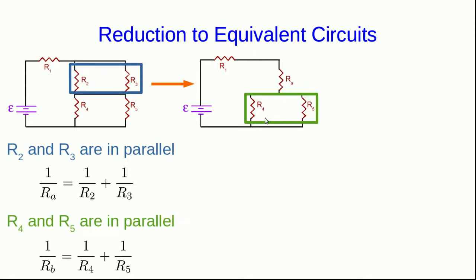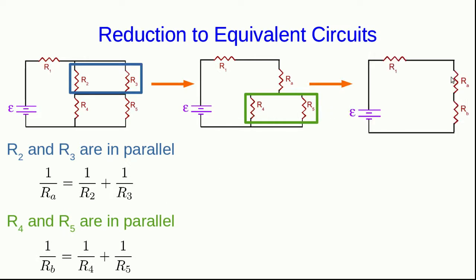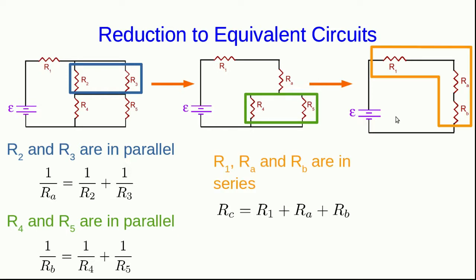Now we can do the same thing with R4 and R5 because they are also in parallel, and we've now simplified to a circuit that looks like this. The most efficient thing to do at this point would probably be just to write the loop law for this circuit, but we could also reduce still further by realizing that R1, Ra, and Rb are in series, and so we can combine them using this rule to get a final simplest form of our circuit.